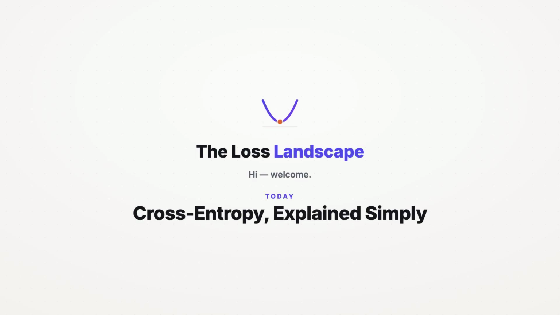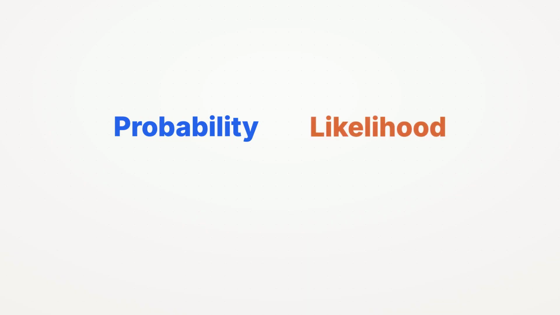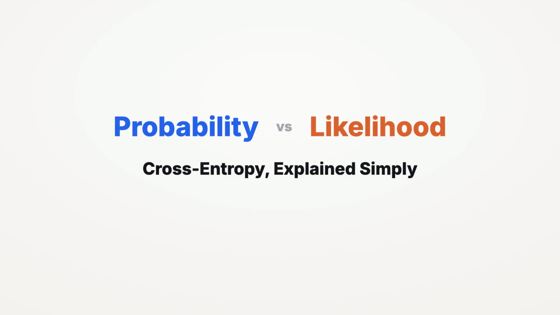Today we're going to really understand cross-entropy, the loss function behind almost every AI model, in plain English, with no scary math. This single number is the reason ChatGPT can finish your sentences, and the reason your phone can tell a cat from a dog. It's called cross-entropy, and to really understand it, you only need two words that almost everyone mixes up: probability and likelihood. So let's build the whole idea from zero, one small step at a time, in plain English.